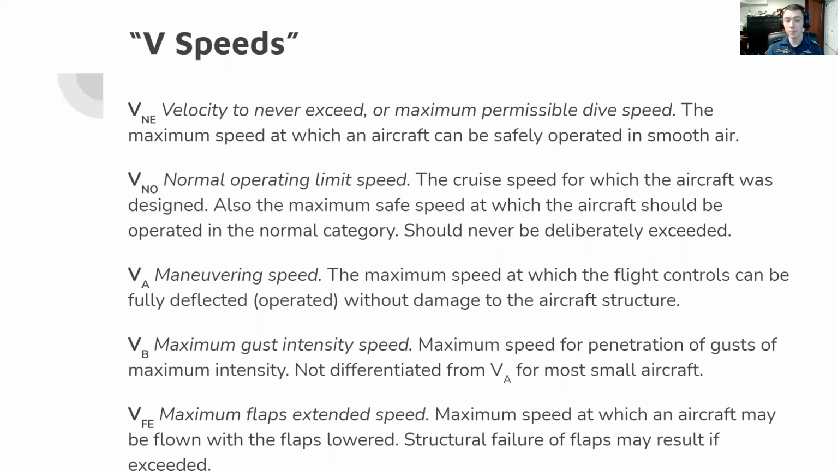VFE is similar to maneuvering speed, but don't confuse the two. You'll notice I listed the rudders and the ailerons for the VA, the maneuvering speed, and I should have listed the elevator as well. The flaps are separate.